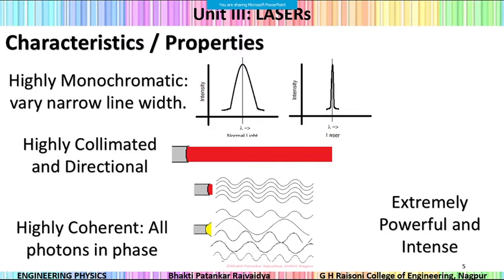Now next property, laser is extremely powerful and intense. Laser light is very intense, very powerful, and that's why in many of the places where laser is used, there is a symbol called laser hazard. You must have read or seen such a laser hazard symbol somewhere. So laser light should not be taken directly into eyes. It may cause permanent damage to the retina.